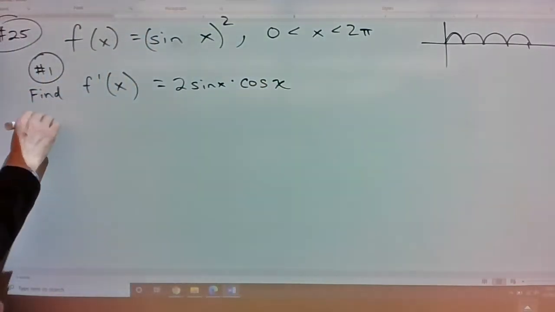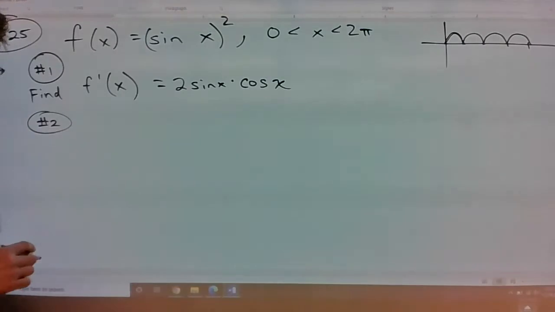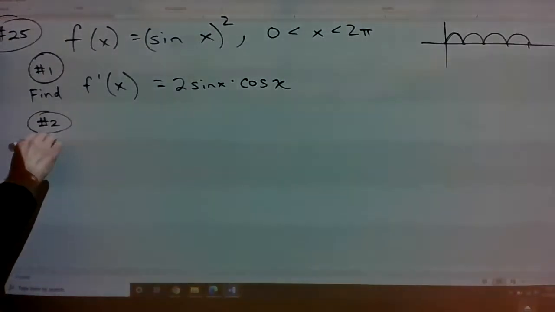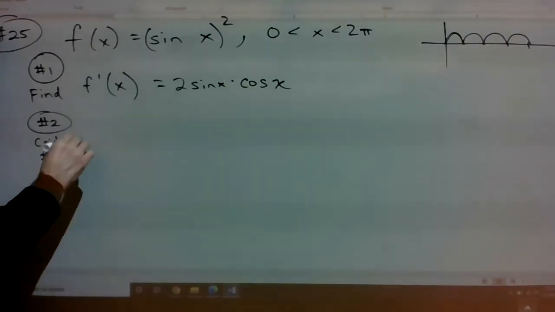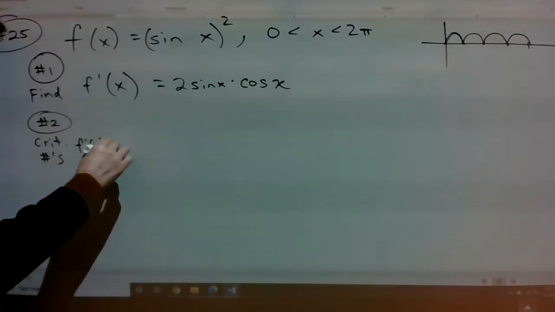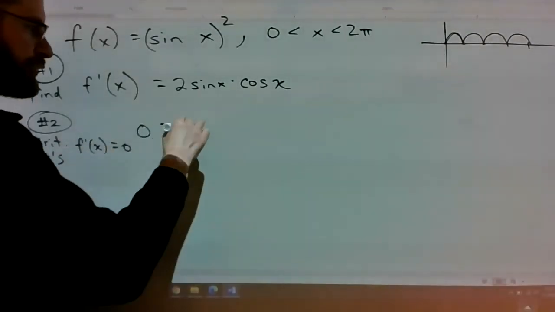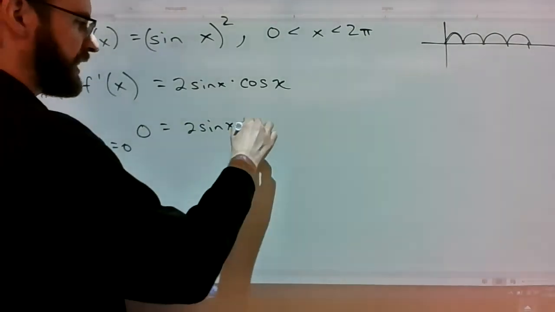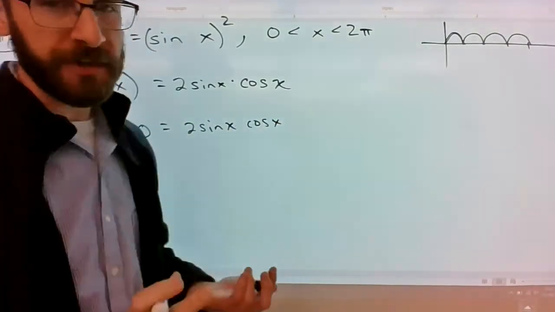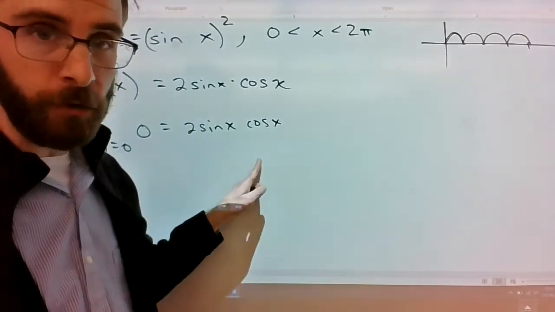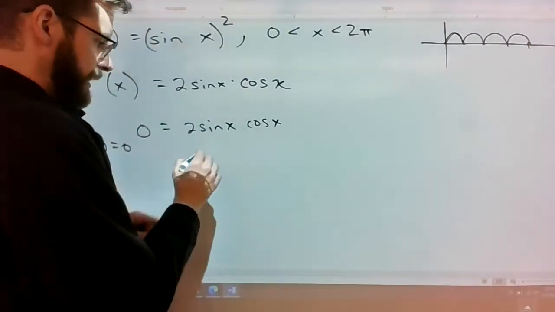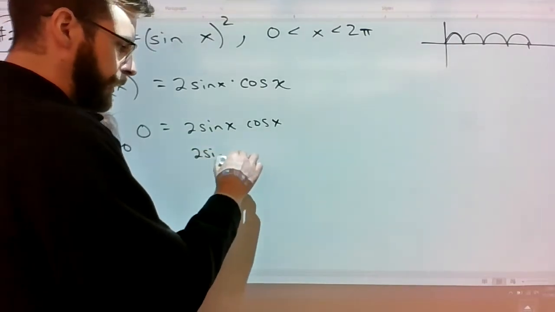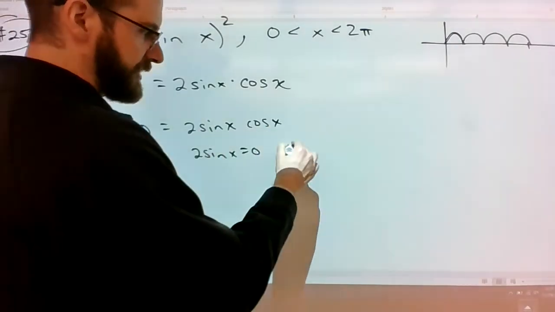Step 2, compute the critical numbers. Get those critters. Set f prime of x equal to 0. So 0 is equal to 2 sine of x cosine of x. Now there's a couple approaches I could take here. This is actually a double angle formula, but I could just as easily say 2 sine of x equals 0 or cosine of x equals 0.